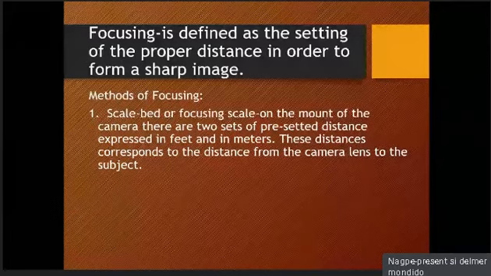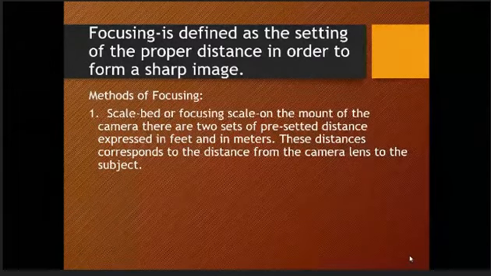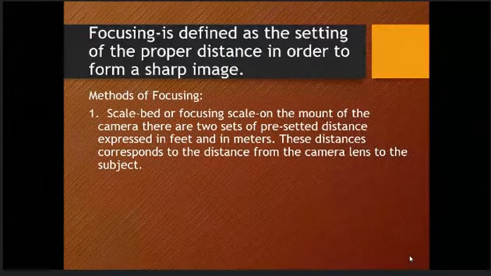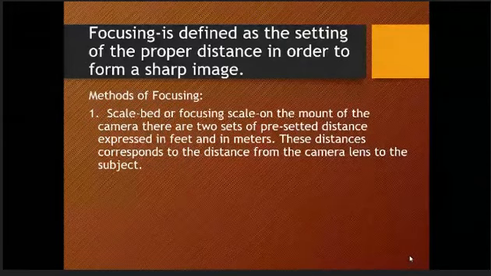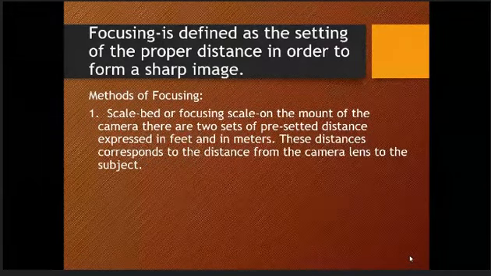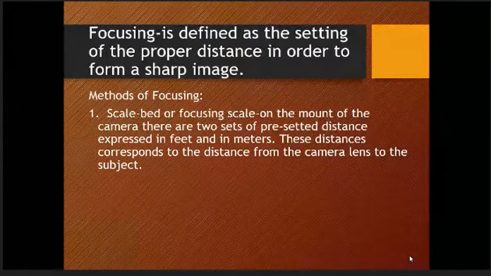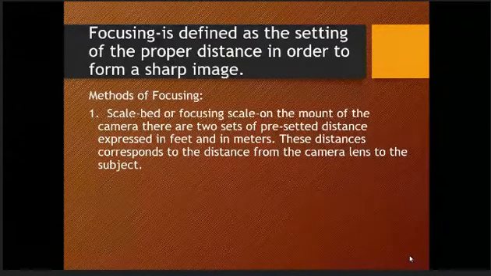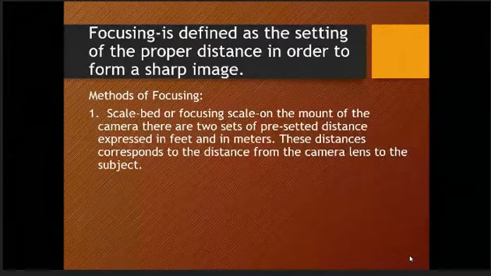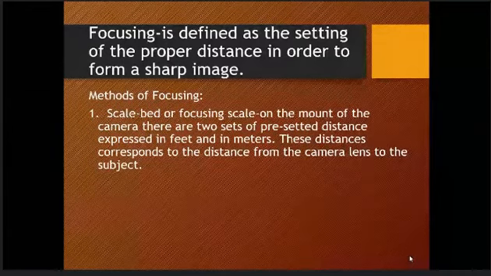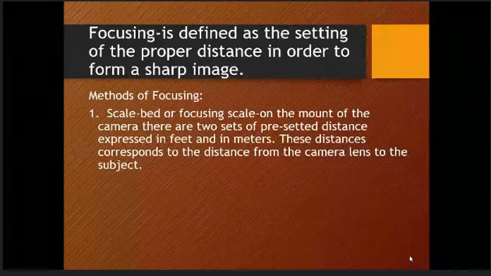On the camera there are two sets of preset distances expressed in feet and in meters. These distances correspond with the distance of the camera lens to the object. So that is distance. This is what we call the scale bead or focusing scale. It measures how far the object being photographed is.